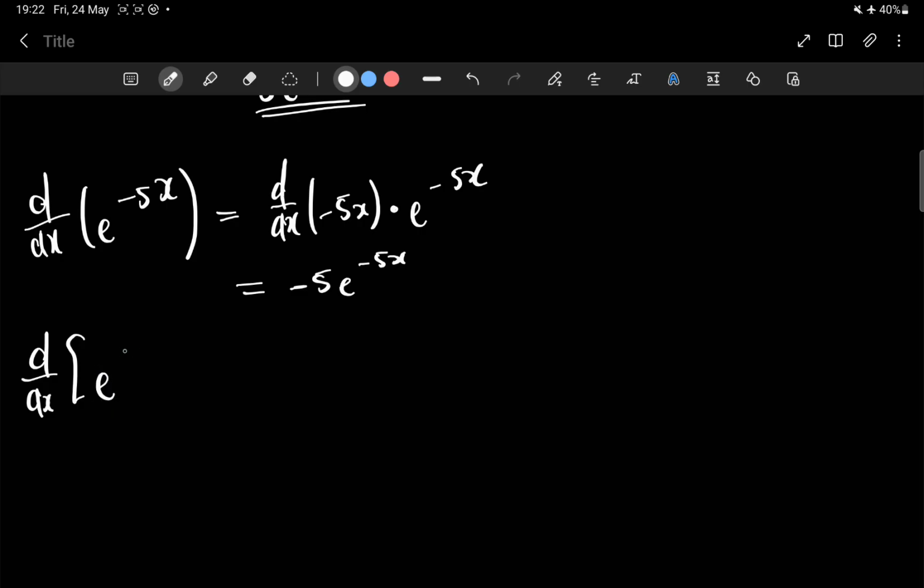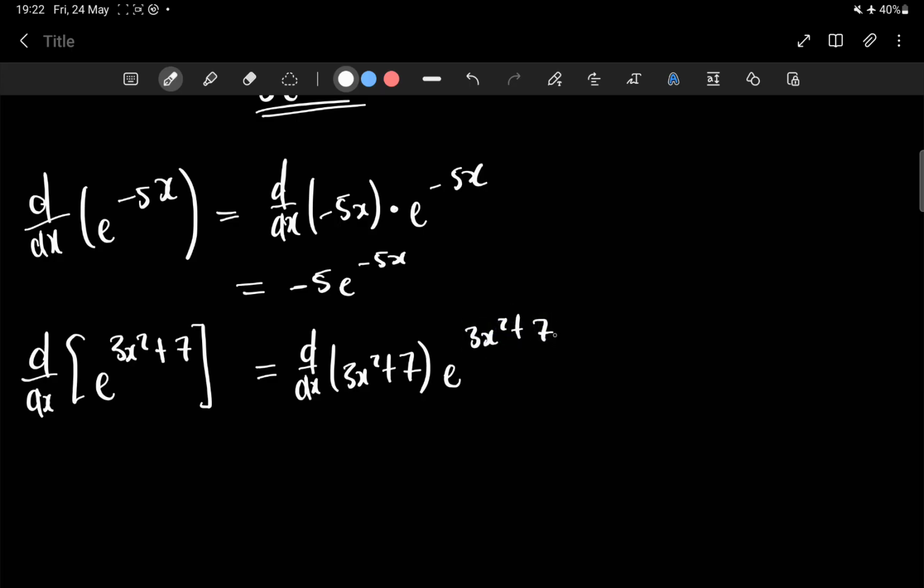Here's the last one. Just say e to the 3x squared plus 7. What is this going to be? It will be the derivative. So if you want d dx of 3x squared plus 7, differentiate the top, then multiply by the function e to the 3x squared plus 7. Nothing changes. So here, 2 times 3 is 6. Derivative of 7 is 0.